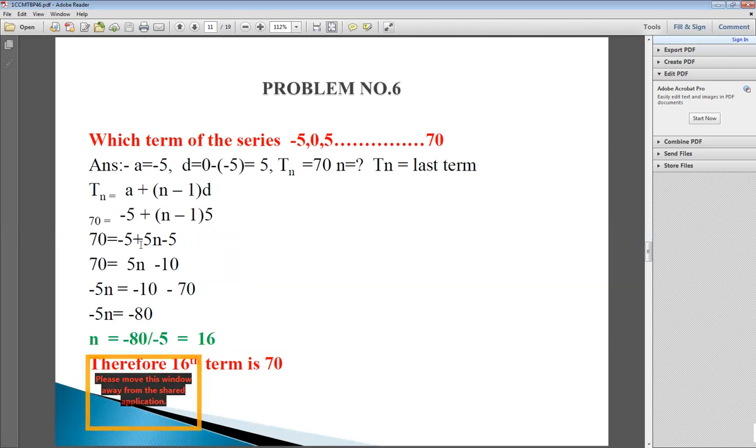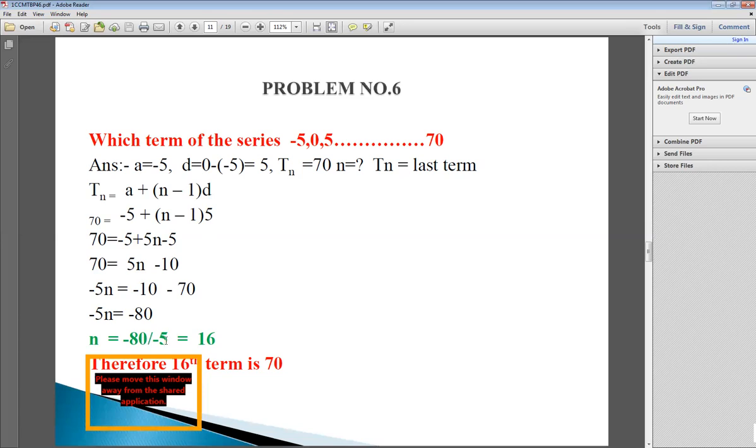So 70 equals minus 5, then we have to multiply the 5 with n minus 1. Plus into plus is plus, 5 into n is 5n, and plus into minus is minus 5. Therefore, 70 equals 5n, and minus 5 minus 5 becomes minus 10. Shifting this 5n to the left side, it becomes minus 5n. Then the 70 to the right side becomes minus 70. Then minus 5n equals minus 80.